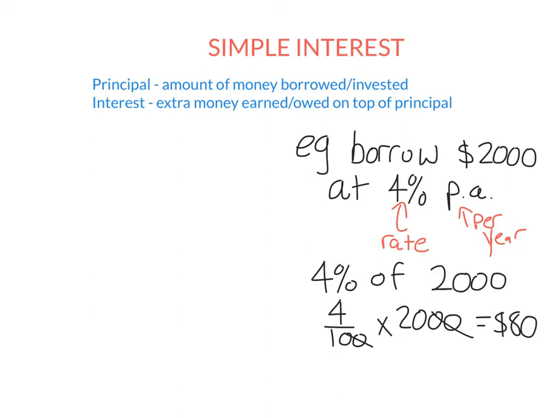So if I borrowed this money for 1 year, I'd have to pay back $80 in interest. If I borrowed $2,000 for 2 years, I'd have to pay back $160 in interest. For 3 years, I'd have to pay back $240 in interest. And I'm sure you're starting to get the picture. We'd pay back $80 per year. So it's a bit confusing to do it like this. Fortunately, there is a formula we can use for simple interest, which I will now show you.